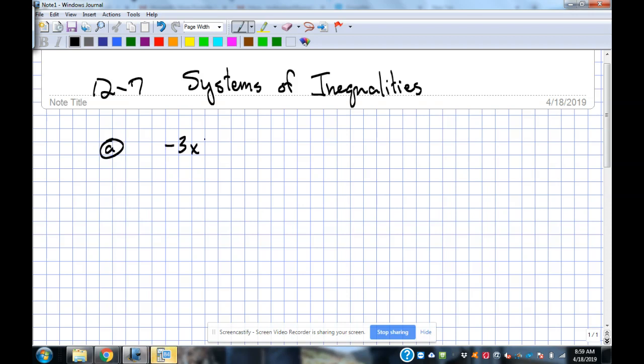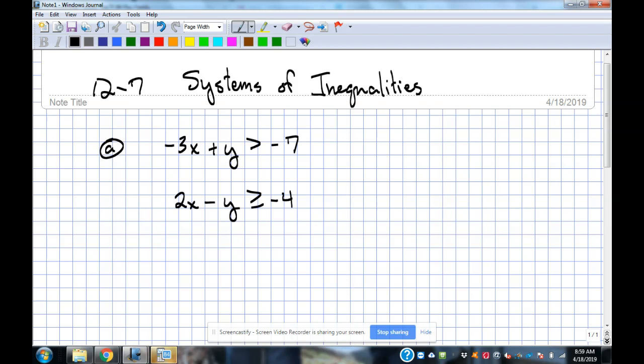Negative 3x plus y is greater than negative 7. And then 2x minus y is greater than or equal to negative 4. That's our system. And with systems of inequalities, the graph is the answer. It's not one ordered pair that we're looking for.